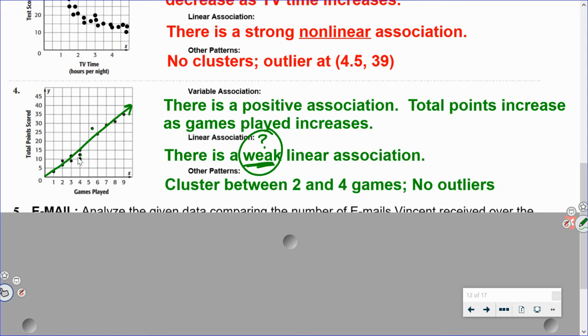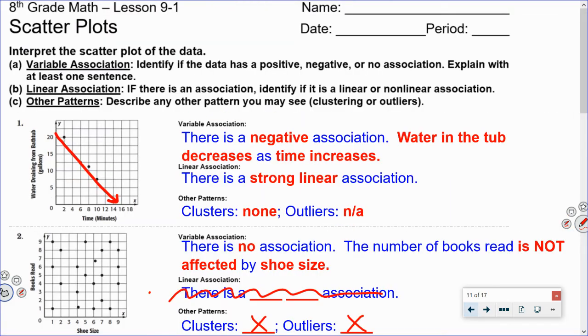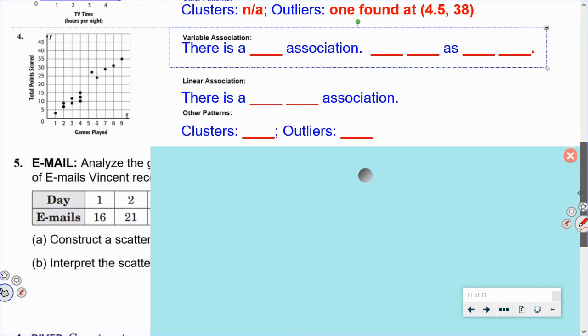Last but not least, I do see a cluster of points between 2 and 4 games played. You see there's 7 points really close together. That, ladies and gents, is what you would call a cluster. And this is how you would describe it: between 2 and 4 games, or between maybe 6 and 15 points. No outliers that I could see. So let's move on and talk about number 5.